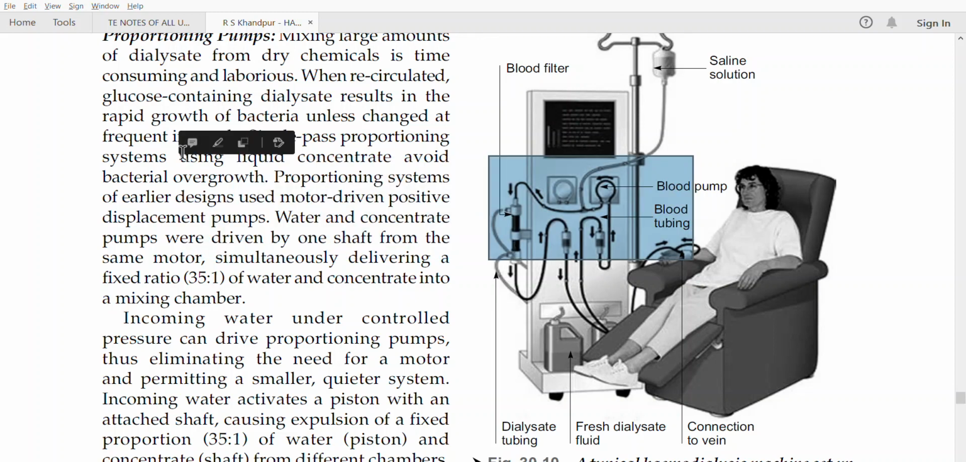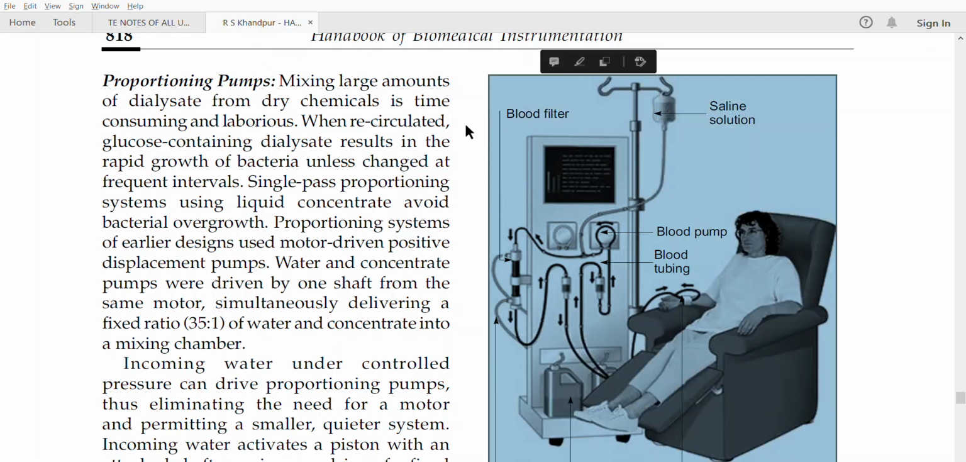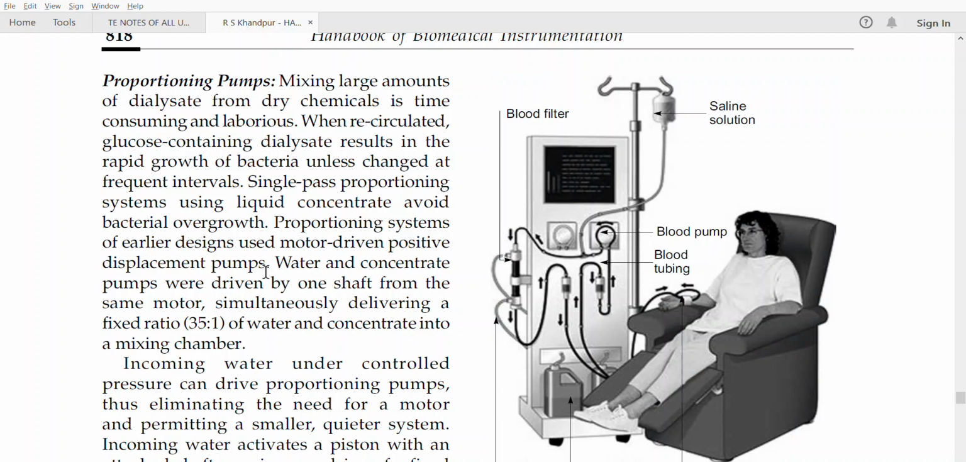For this, there are certain important submodules needed. One is the proportionating pump. It mixes large amounts of dialysate dry chemicals at the time of consumption, because they cannot be kept mixed, as it will lose its value. So these dry chemicals are mixed at the time of requirement, and they are pumped towards the external dialysate membrane in the dialysis machine.